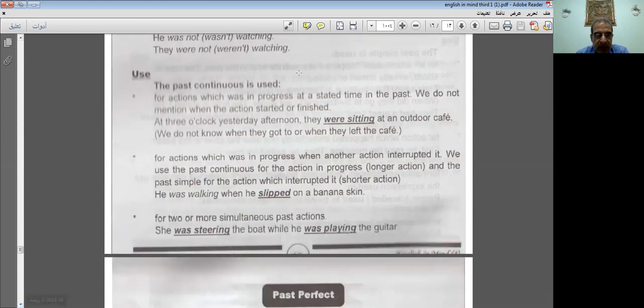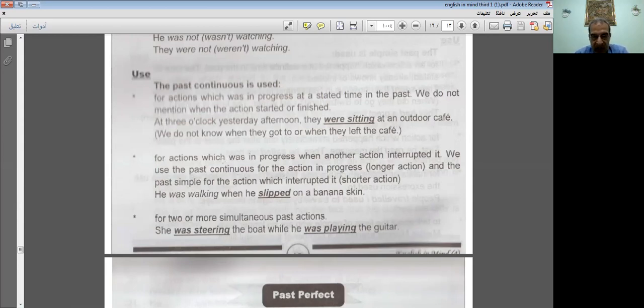The past continuous is used for actions which were in progress at a stated time in the past. We don't mention when the action started or finished. At 3 o'clock yesterday afternoon, they were sitting at an outdoor cafe. We don't know when they got to or when they left the cafe.